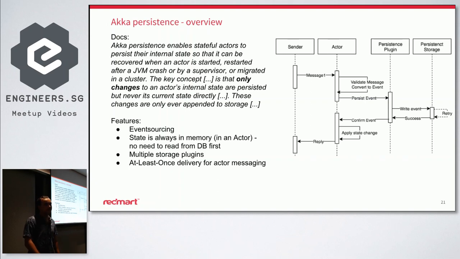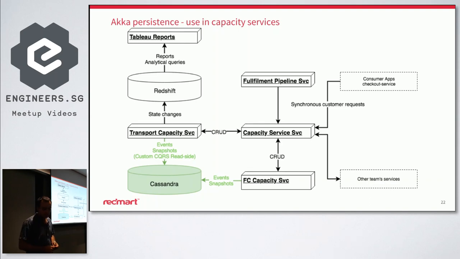State remains always in memory so that you don't need to go to the database to fetch state, update it, put it back, and only then respond. There are multiple storage plugins, and there are a few plugins that allow you to change the semantics of message passing between actors, which is at least once delivery. So basically, it's used both in transport and FC capacity to persist actor state. We use Cassandra. We're currently building a custom CQRS read side, purely using Cassandra directly. We'll see how it goes.